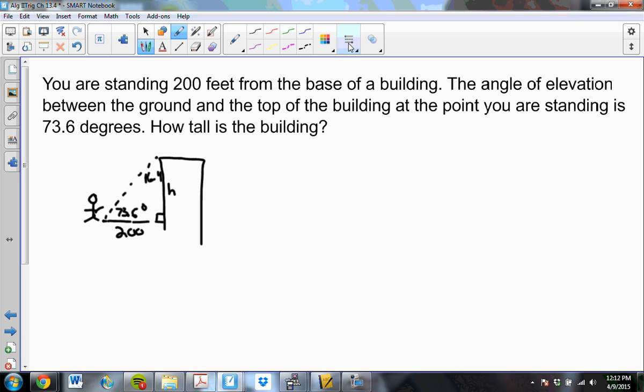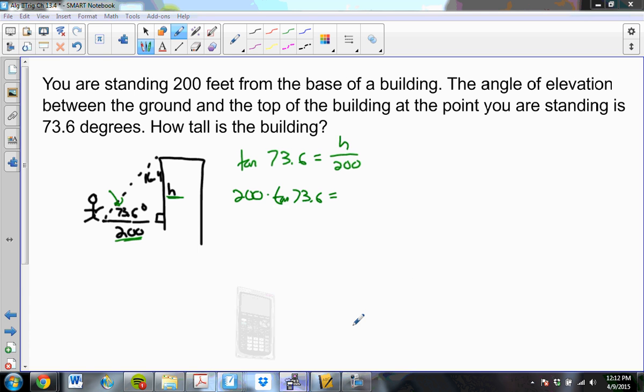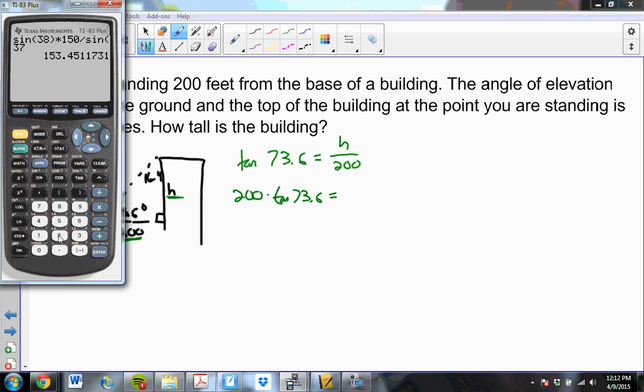This is the opposite, and this is the adjacent from my 73.6. So the tangent of 73.6 is going to be the opposite over adjacent, or the height divided by 200. So I do 200 times the tangent of 73.6. And we get 679 feet.